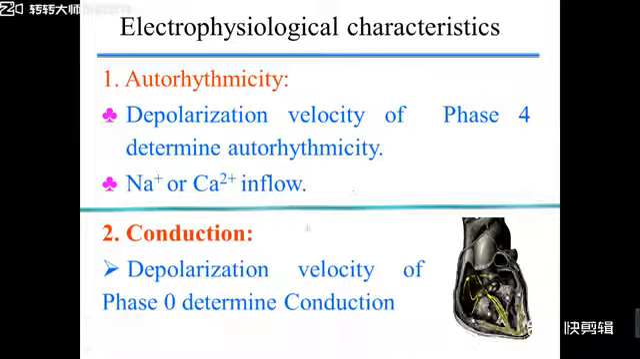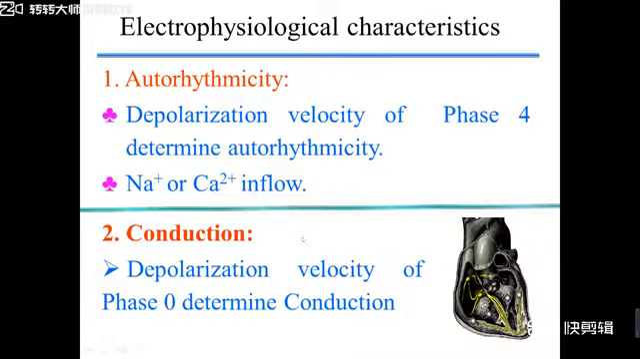The second characteristic of cardiomyocytes is conduction. Just now we also reviewed that the depolarization velocity of phase 0 determines conduction. So now my question is, do you remember which channel is the major channel in phase 0? Sodium, calcium, potassium? Which channel is the major channel in phase 0?